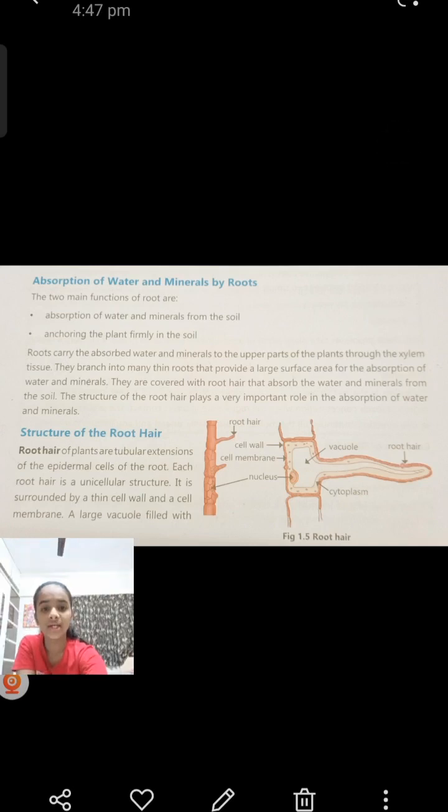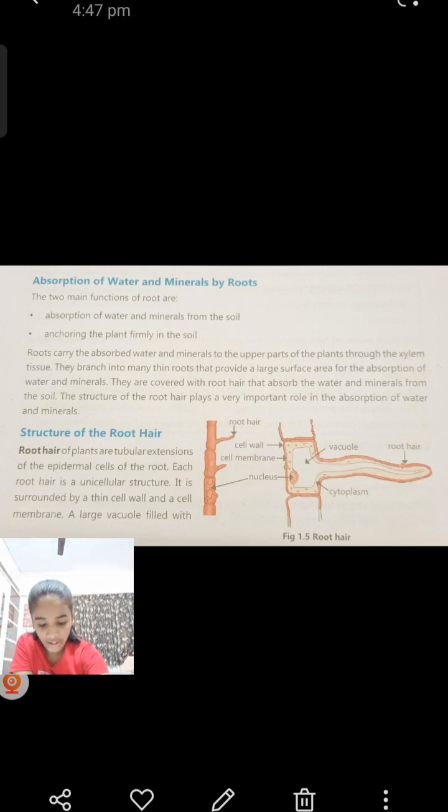Now 45th question is, what are root hairs? The answer is root hairs of plants are tubular extensions of the epidermal cells of the root. Now 46th question is, how is root hair formed? The answer is, each root hair is a unicellular structure. It is surrounded by a thin cell wall and a cell membrane.